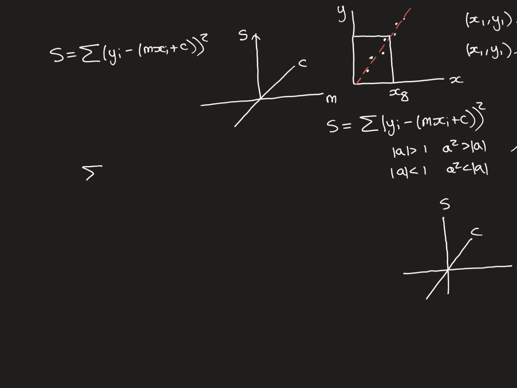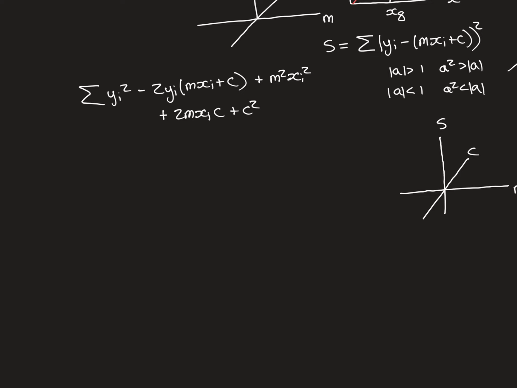So we firstly need to expand out that square. So we're going to get yi squared, and then we'll get minus 2 yi times (mxi plus c). And then we're going to get plus (mxi plus c) squared. So let's try and expand that out in one go. So we'll get plus m squared xi squared plus 2mxi c plus c squared. So hopefully I haven't made any mistakes there.